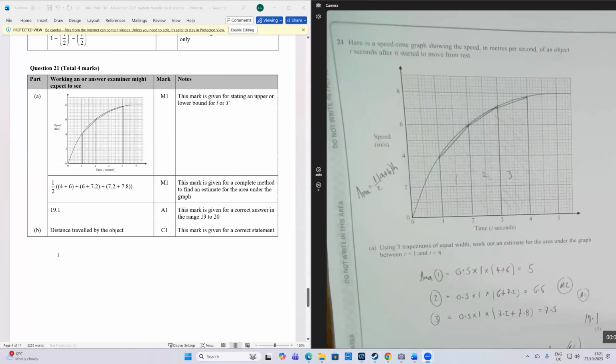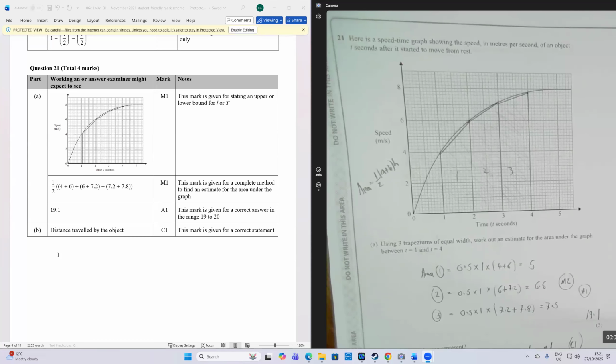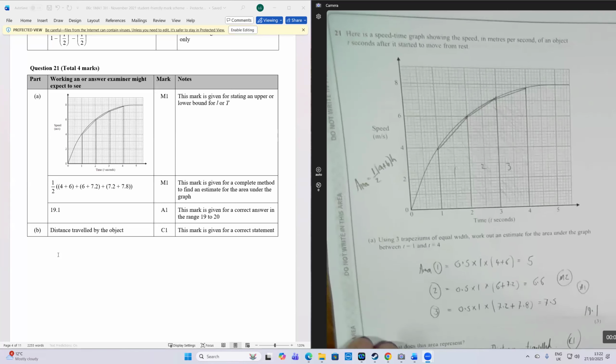Here is a speed time graph showing the speed in meters per second of an object t seconds after it started to move from rest. Using 3 trapeziums of equal width, work out an estimate for the area under the graph. Oh, that's good, because actually sometimes they don't do that. Sometimes they just ask you to find the distance traveled and expect you to form that link. But they have been quite kind in this question by telling us to work out the area under the graph using 3 trapeziums. So that's really nice.